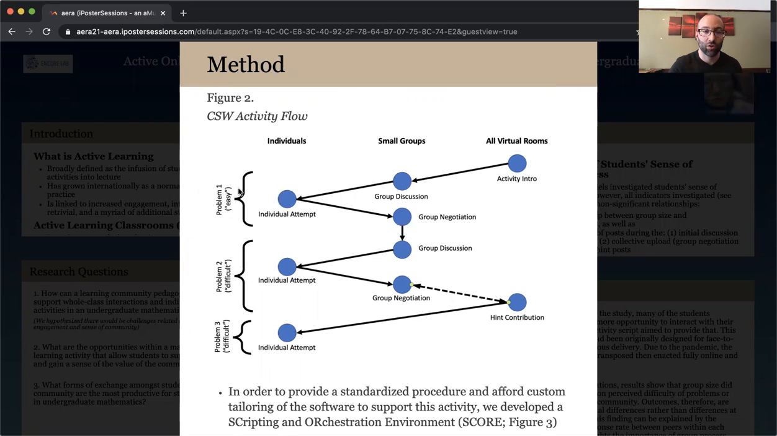The first problem was easy, followed by a much more difficult problem. This difficult problem was designed to be so difficult that most groups couldn't solve it alone. Therefore, we created a cross-class hint board where all group members could submit a hint, and students could move back and forth between that group negotiation and the hint board in order to solve that problem. The last problem was also very difficult, but was attempted individually.